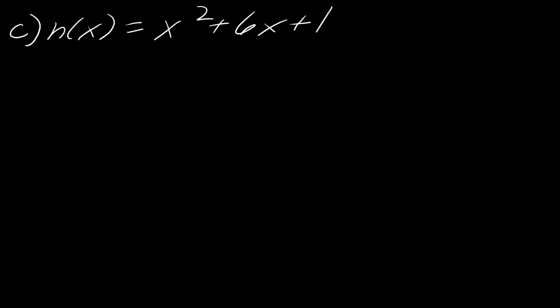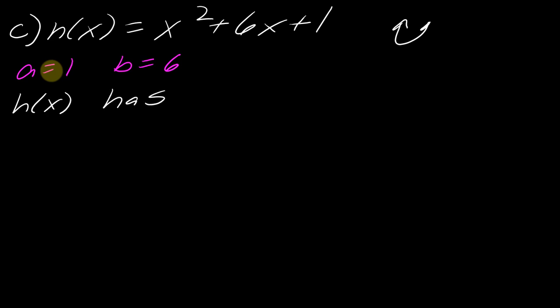And now for the last one. Once again, I just want to note what's my A. My A is 1, that invisible 1, and my B is 6. In this case, A is positive, so this parabola is going to open upwards. Since it opens upwards, h of x has a minimum. It doesn't have a maximum, it has a minimum.